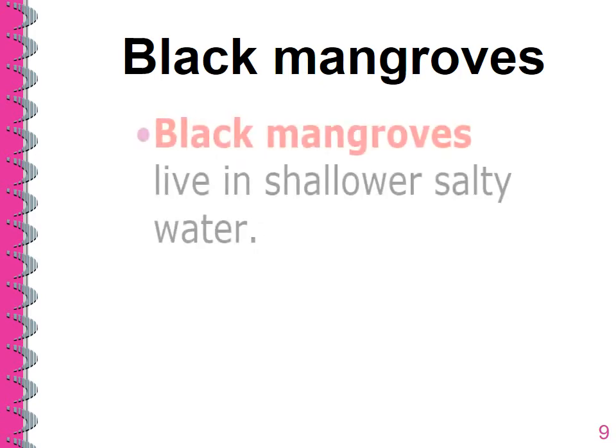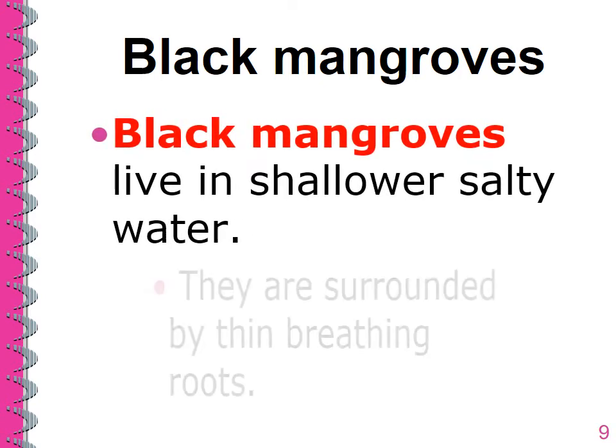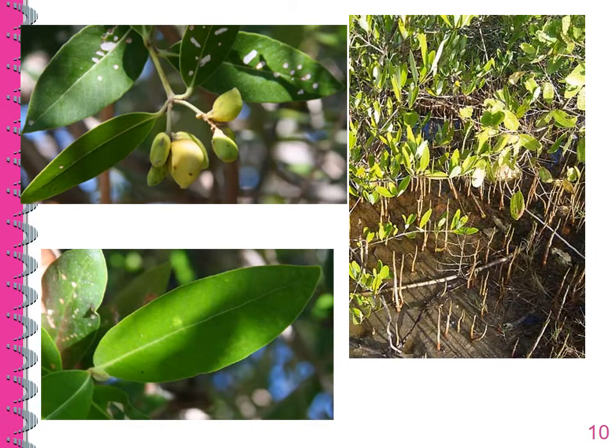Black mangroves. Black mangroves live in shallow, salty water. They are surrounded by thin breathing roots. Black mangroves: the fruit, the flower, shallow water.